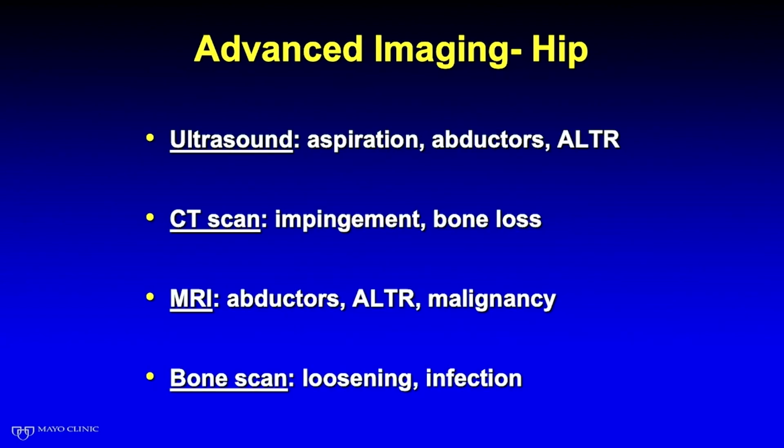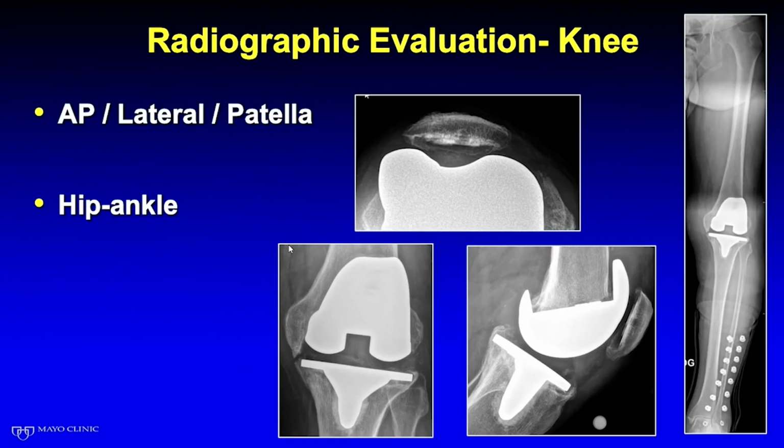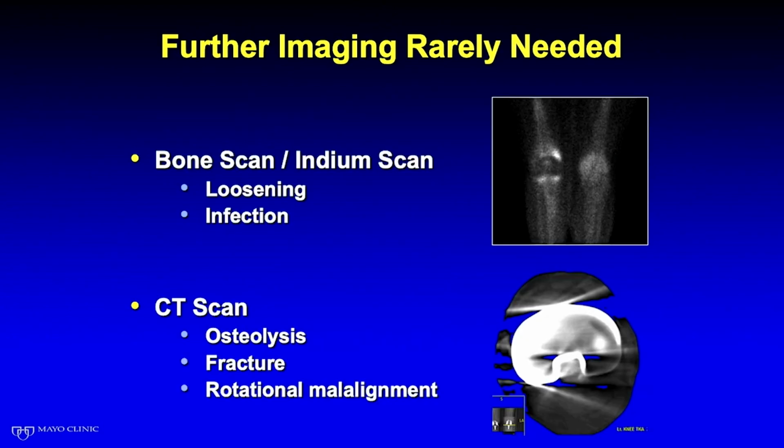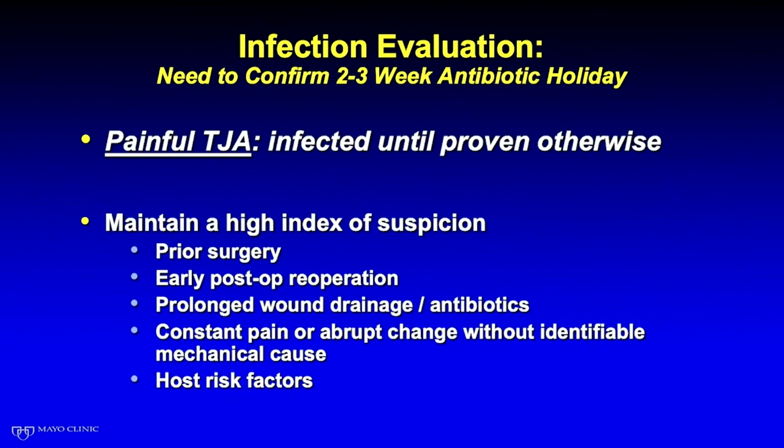Advanced imaging around the hip is useful, but not necessary except in certain situations. I wrote a couple of the indications for ultrasound, CT, MR, and bone scan there, which are pretty typical. But again, that's a very small subset of patients that are being evaluated. The typical evaluation for the painful total knee replacement is a standing hip to ankle, and then 3 views of the knee. You can see this patient with a loose femoral component and a loose tibial component here. Again, advanced imaging, while important and useful in certain cases, is probably used in less than 10% of patients.